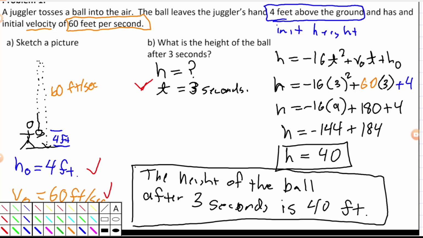Well, obviously gravity is going to be pushing down on this too. So this formula is already figured out for gravity pushing down on the ball. So you're going to throw it up, but gravity is going to push it back down to the earth. All right, so that's how we do this problem. Not too bad. Let's try problem B.